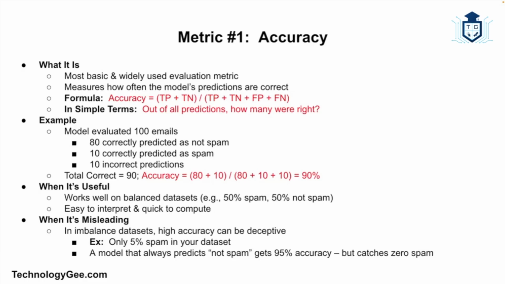Now, when exactly is this useful? Accuracy is great when your data is balanced, meaning you have roughly equal amounts of both classes, like spam and not spam. Now, when is it misleading? Well, let's say only 5% of emails in your data set are spam. If your model predicts not spam for every email, it'll be right 95% of the time, but it's useless at catching spam. So the moral of the story is accuracy alone does not always tell the truth.